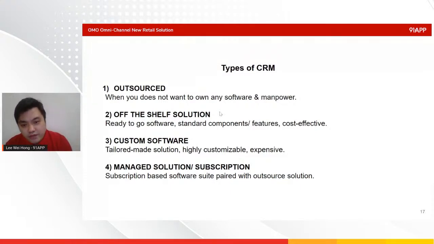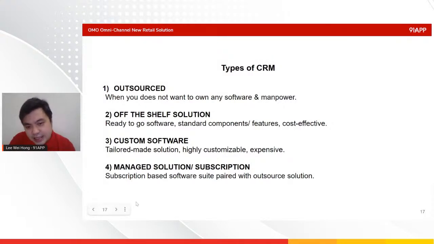There are also some off-the-shelf solutions whereby you pay a certain price to own the software and that's it. This off-the-shelf, ready-to-go software is relatively the cheapest, and there are standard components and features that your team can play around with to understand how to use it. Of course, there is also custom software that is highly customizable, tailor-made just for your industry, up to your taste, but this is very costly.